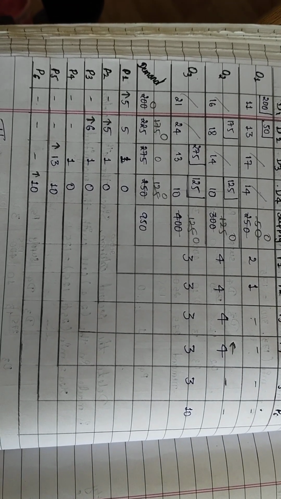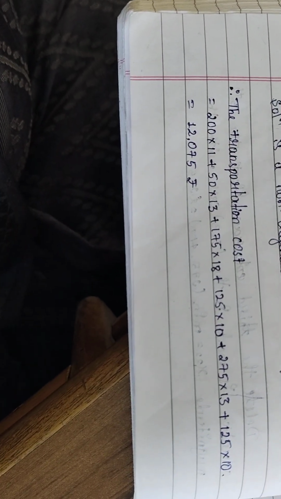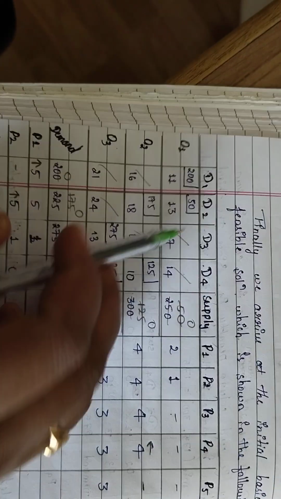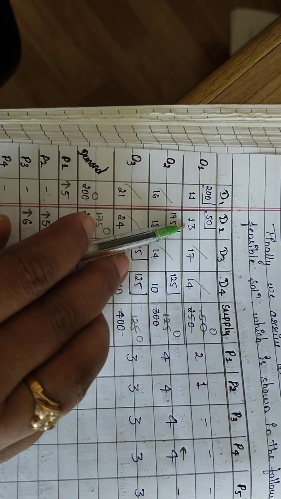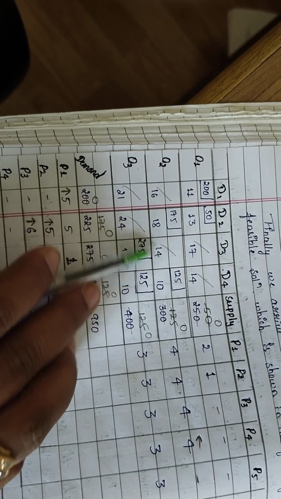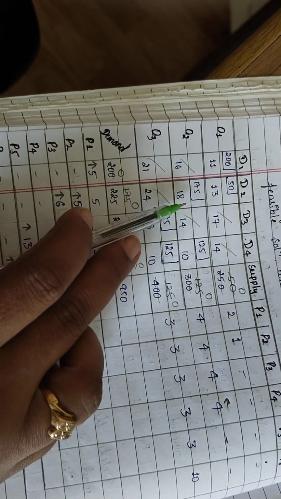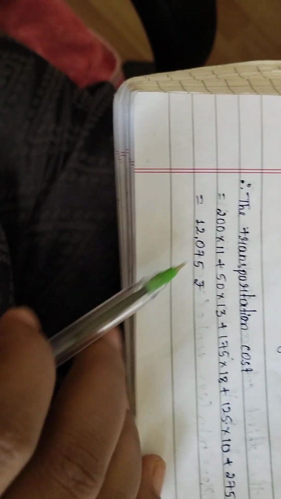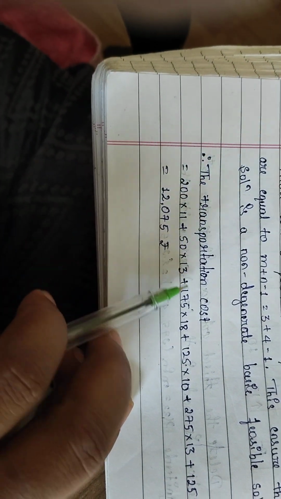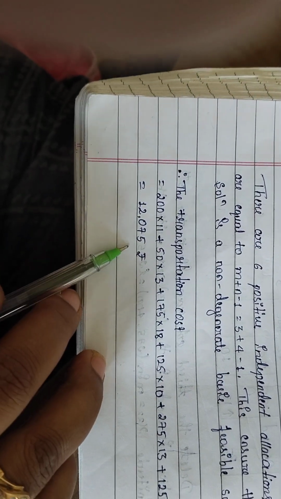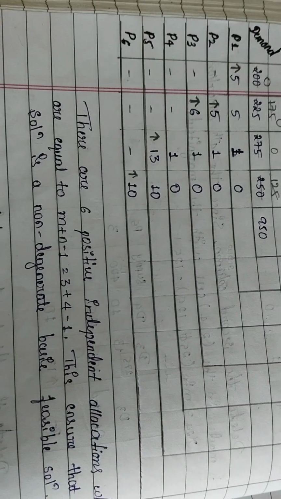After that we have to find the total transportation cost. The total transportation cost will be the allocated value multiplied with the cost value. That is 200 into 11 plus 50 into 13, 175 into 18, 125 into 10, and 275 into 13. All these values are multiplied and added, and you will get the total transportation cost. So like this we can solve the transportation problem by using the VAM method. Thank you.